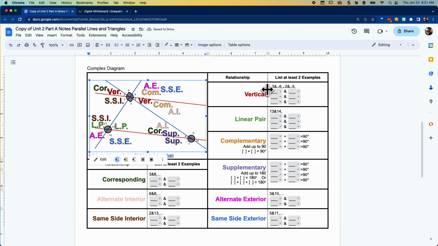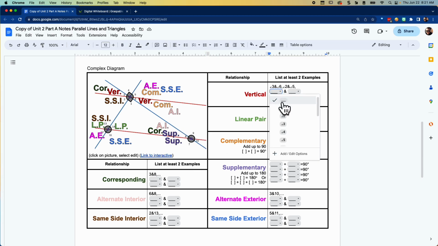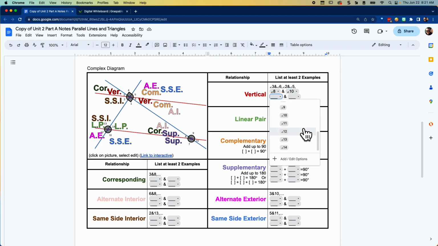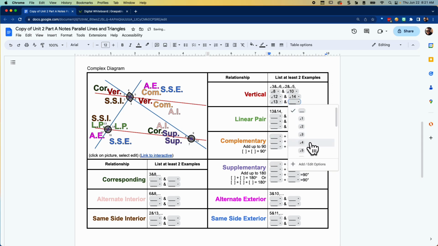Okay, so now I want to try and match more vertical angles. We have 3 and 6, 2 and 5. Well, 8 and 10 is a pair of vertical angles. So I can go to 8 and 10. Those are a pair of vertical angles. And once you get at least a couple from these drop downs, 12 and 14, those are vertical angles. They're opposite each other. And we got 13 and 11 would probably be the last one to look at there.